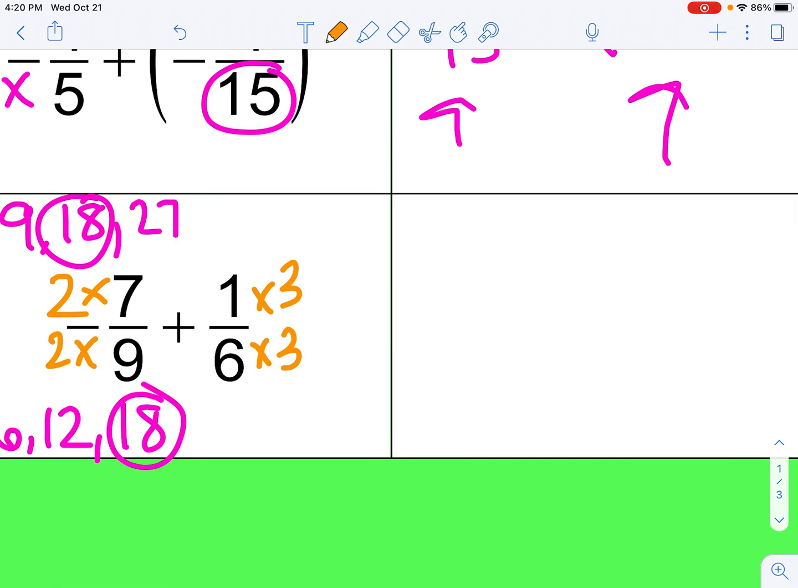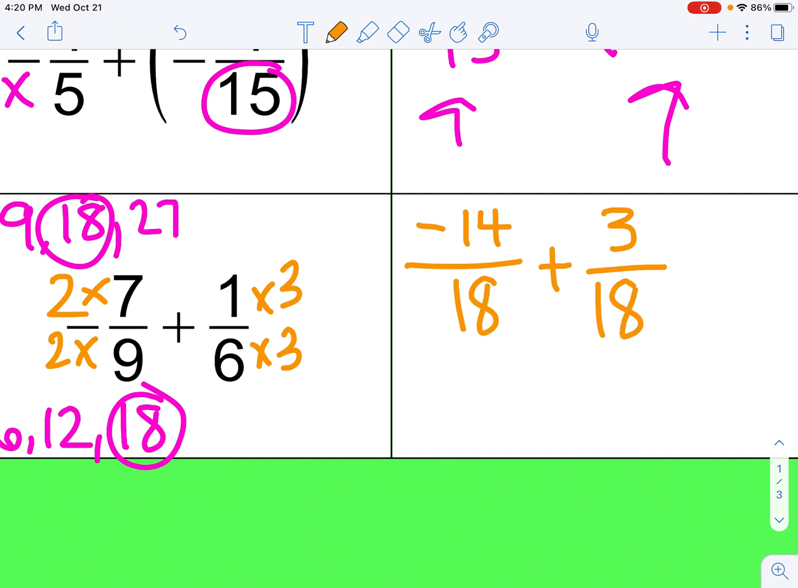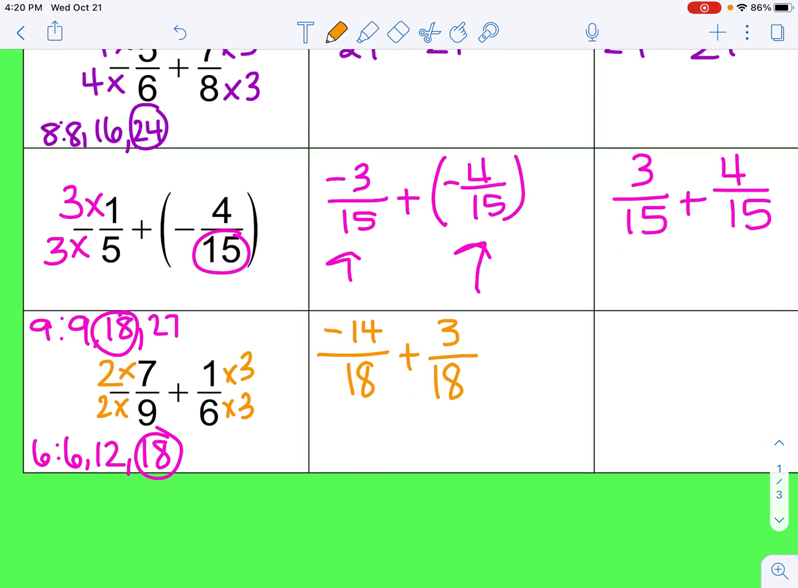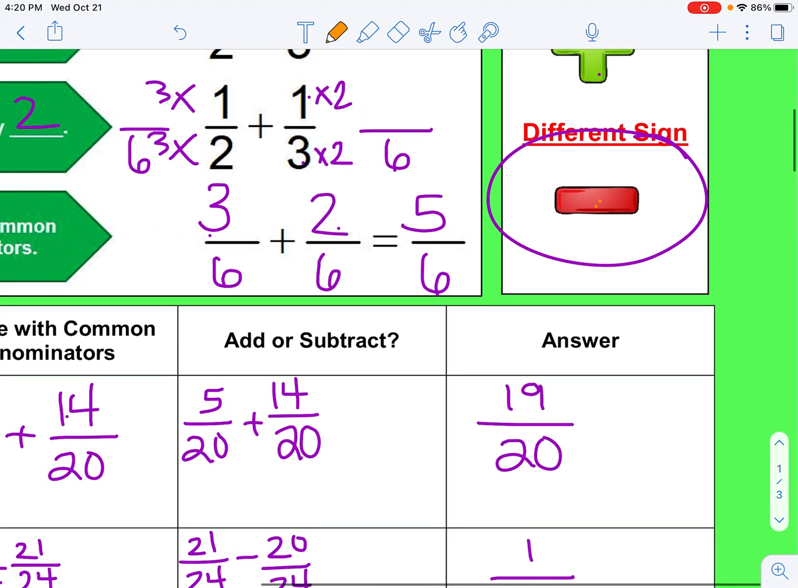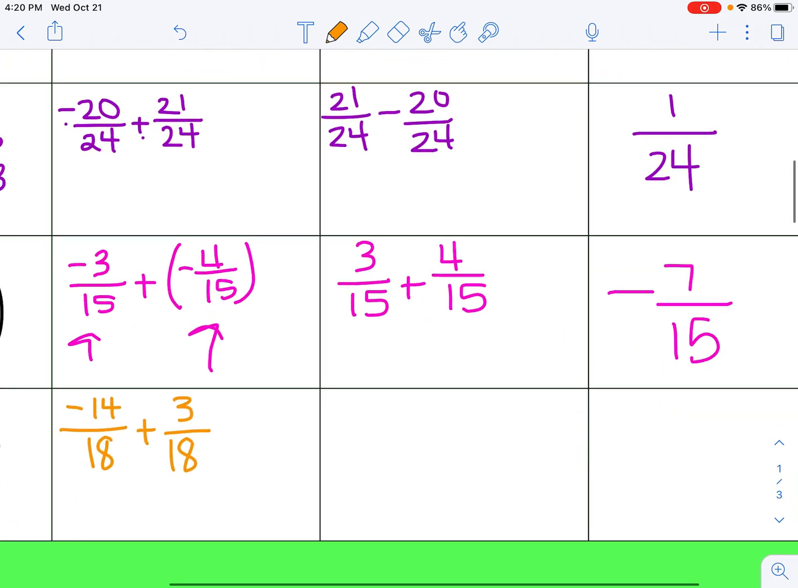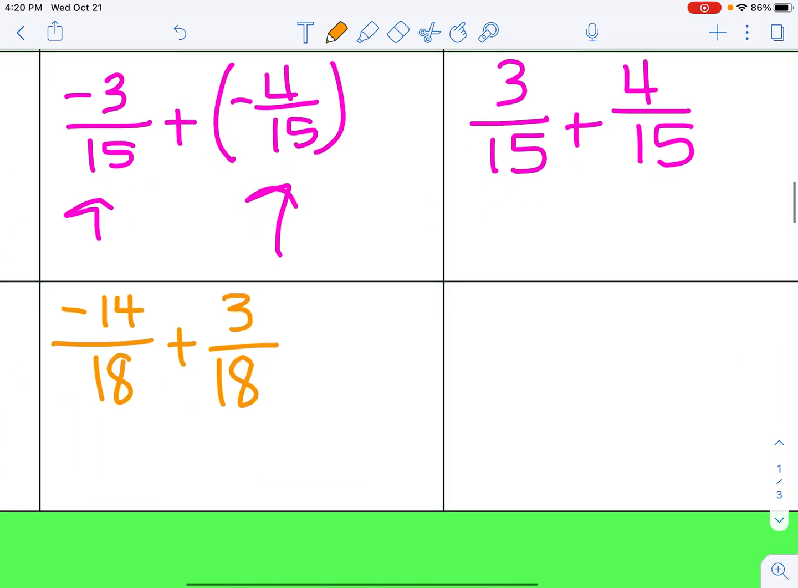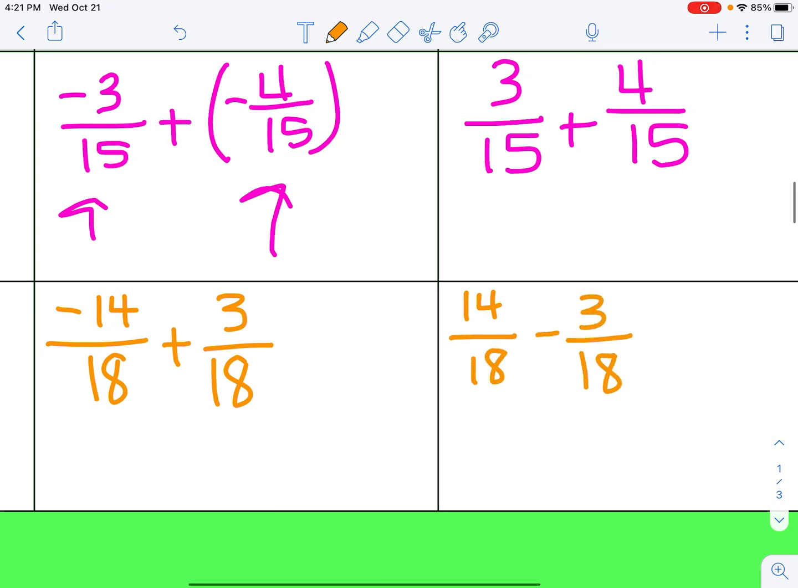So let's write our fractions over here. 2 times 7 is 14, and just a reminder, that one's a negative number. 2 times 9 is 18, plus 3 times 1 is 3, over 6 times 3 is 18. Alright, so let's look above. I have a negative and I have a positive, so I have different signs, which tells me I am subtracting my numbers. So we're going to ignore our negative for right now. I'm going to take 14 over 18 minus 3 over 18.